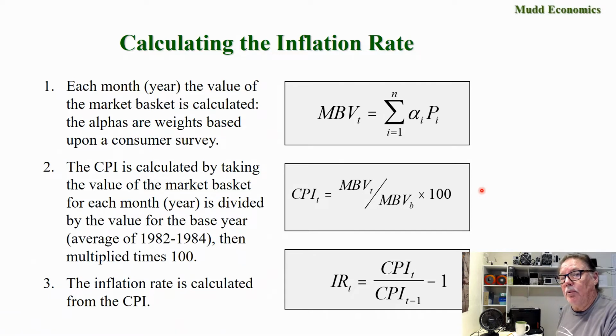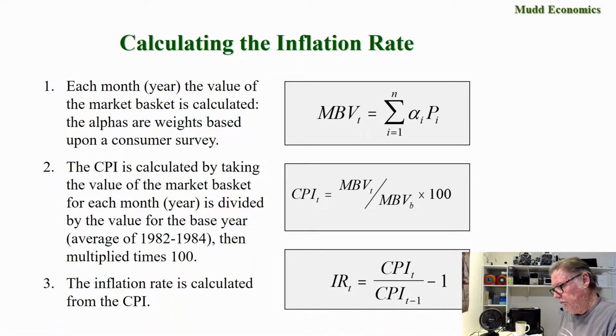And then the all-important inflation rate is calculated from the CPI, and that's going to be CPI at time T divided by CPI at time T minus 1. They use a discrete way to calculate this. And so, of course, the inflation rate can be measured by the month, by the year, by whatever base you want.